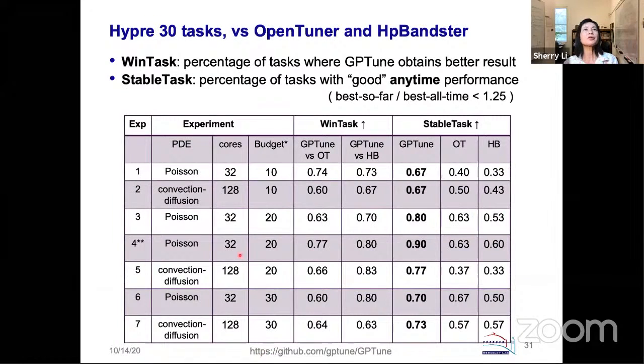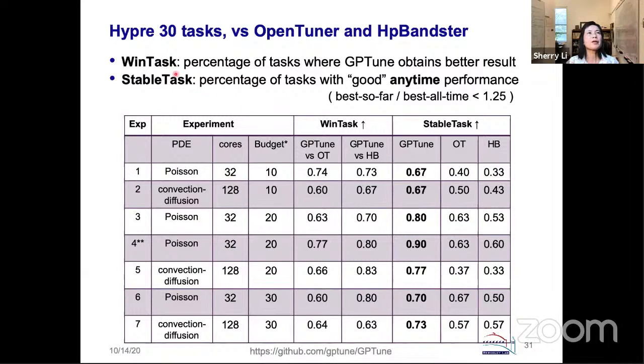There are a lot of numbers to read, but don't spend too much time yet. What I want to illustrate is two points, basically. One is to compare GPTune versus these two tuners. And another one is to look at the tuner's stability metric, which we call the stable task. So the experiment here is you have different kinds of PDEs, okay, Poisson, convection-diffusion equation, and different numbers of processes. And the budget is the maximum number of function evaluations you are allowed to do.